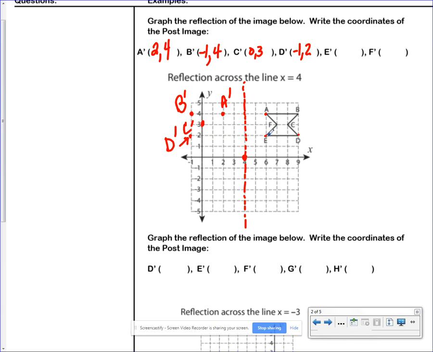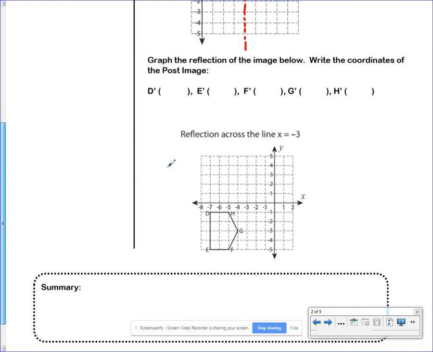E prime is right here, 2 units away from the line of symmetry. So there is E prime. And last but not least, here's F prime, 1, 2, 3 units away. And there's where F prime lands. My last two coordinates here, E prime is at 2, 2. F prime is at 1, 3.